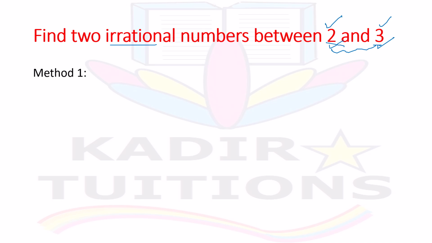First we will follow one method. Take a number line. At this point 2 is there, on the left-hand side 2, and on the right-hand side 3. I'm going to find an irrational number between these two. So how to find it? Just take a square root and multiply the two endpoints. The endpoints are 2 and 3. Inside the square root we do the product of the two given numbers, which is nothing but root 6.